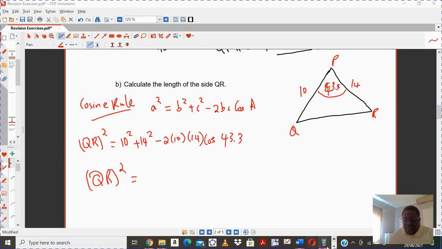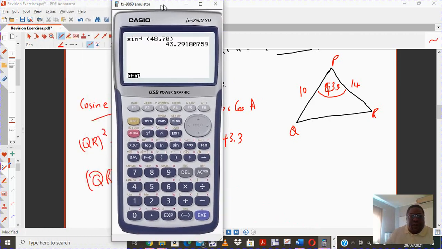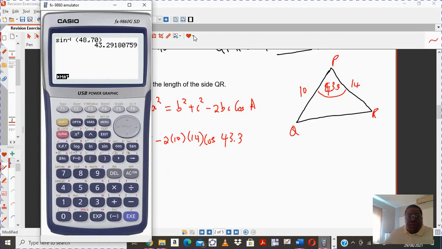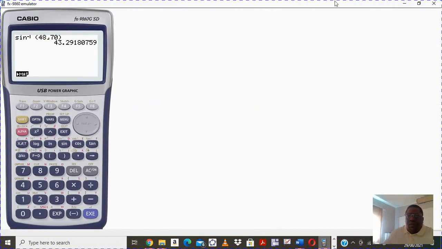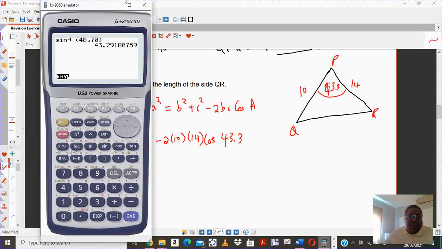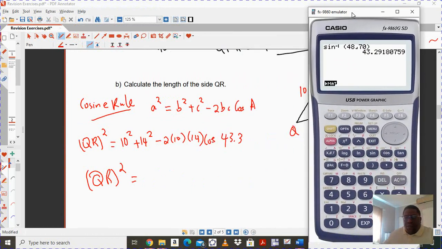So if I grab my calculator again quickly, let me just bring it over here so that we can have space. Just drag it over here. Okay, so in order for me to find that, let me just clear this. So I know that it's 10 squared plus 14 squared minus 2 times 10 times 14 times the cosine of 43.3. So I'm going to get a rather very long answer, 92.2236 and so on.